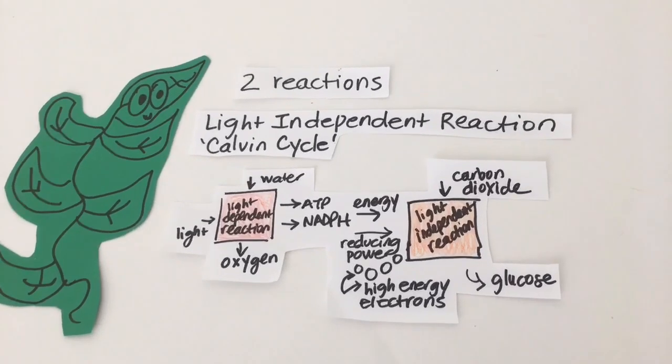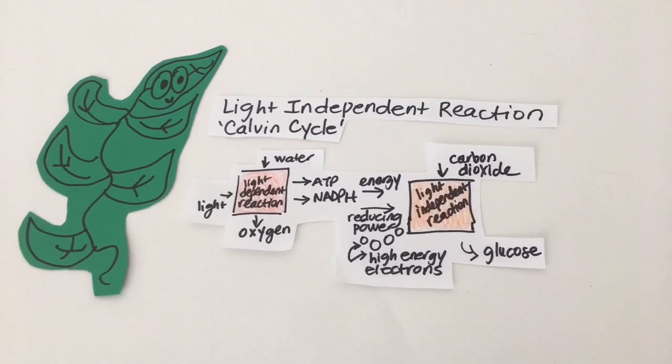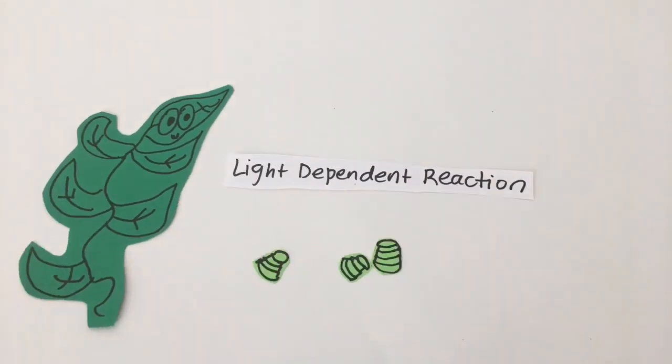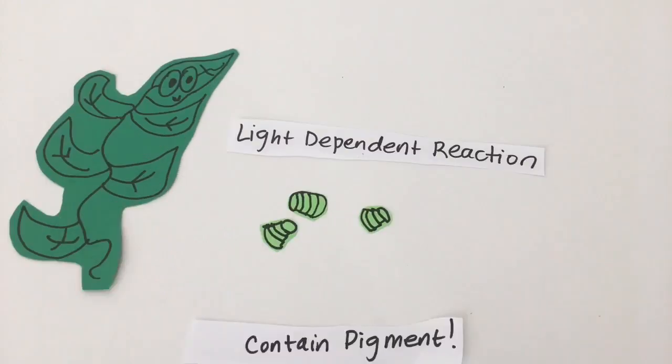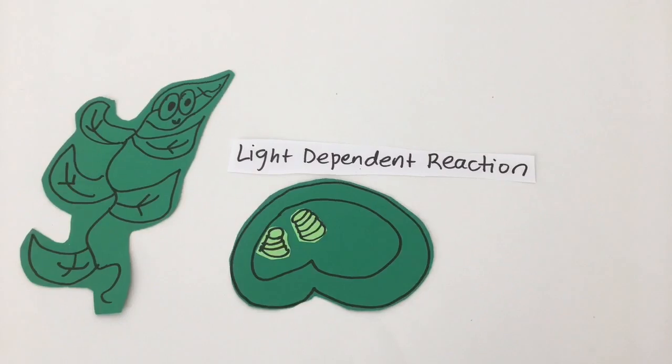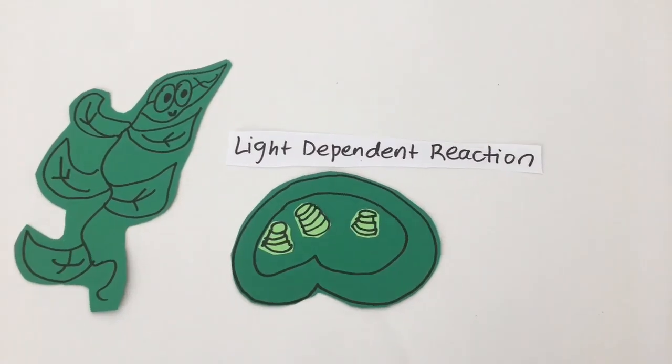I know, I'm awesome. The light-dependent reaction takes place in my chloroplast, in organelles called thylakoids, which have compartments for pigment. When there's a stack of thylakoids, it's called a granum. The granum is like a stack of itty-bitty green pancakes.